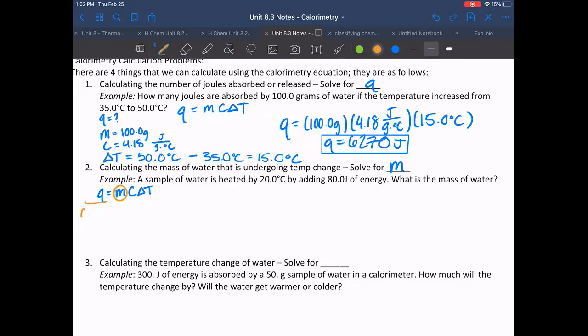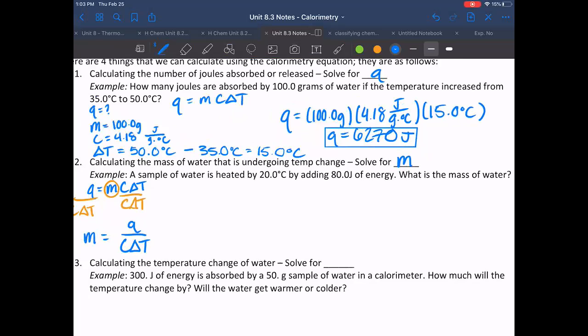Okay, so if we solve for M, I'm going to give this little circle. We are going to divide both sides by C delta T as a nice little algebra reminder. And then we are going to get that M is equal to Q over C delta T. So we have our equation rearranged.